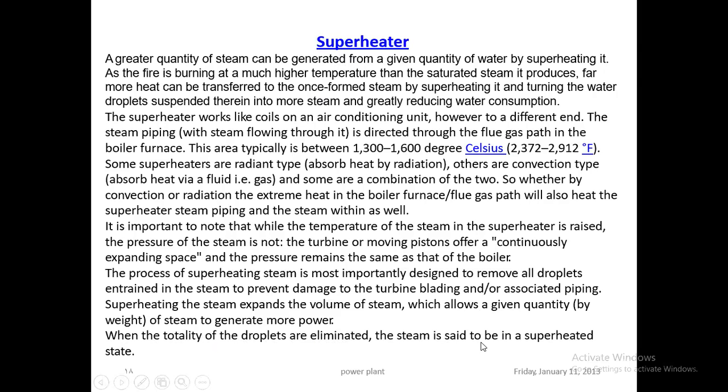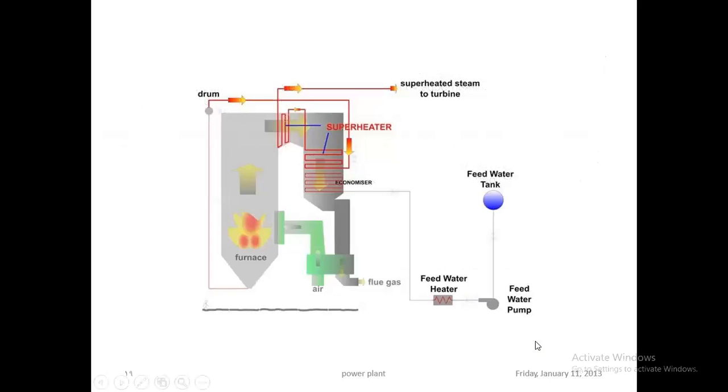The steam is said to be in a superheated state. Till now, if you have any kind of query, please feel free to discuss. I will resolve the query. If you have any kind of query, please discuss.